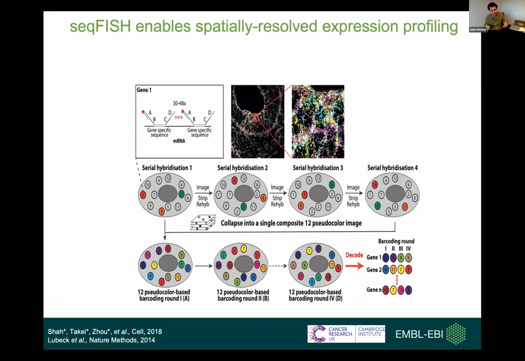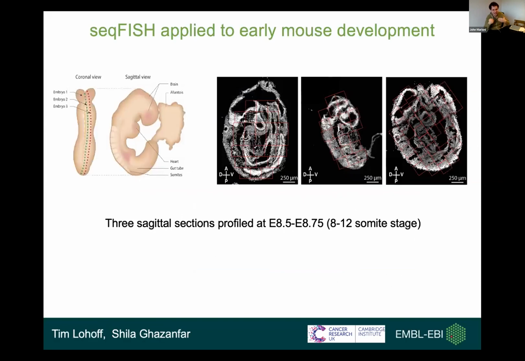And so we teamed up with Long's lab to design a library targeting 351 genes that are cell type specific during early development. And then we used his seqFISH technology in order to probe these. And we've done this now at multiple time points. But what I'm going to talk to you about today is data from the latest time point that we were interested in, which is around embryonic day 8.5. And this is the 8 to 12 somite stage.